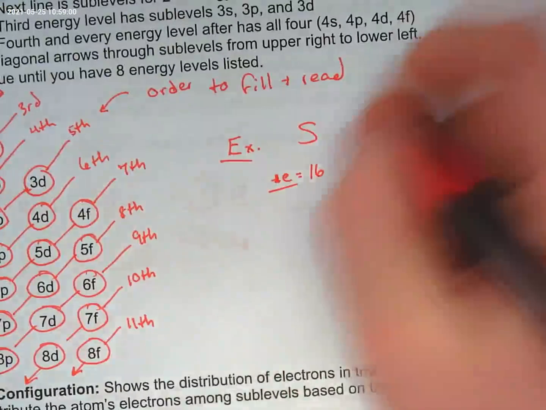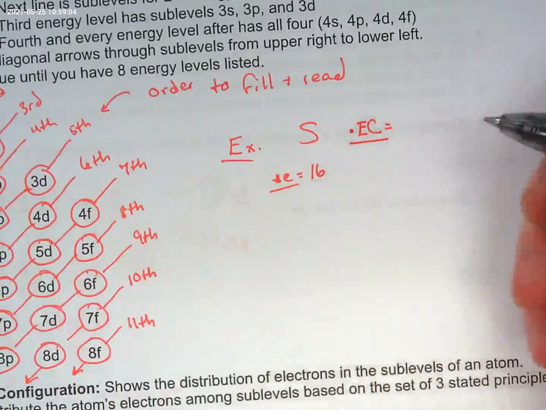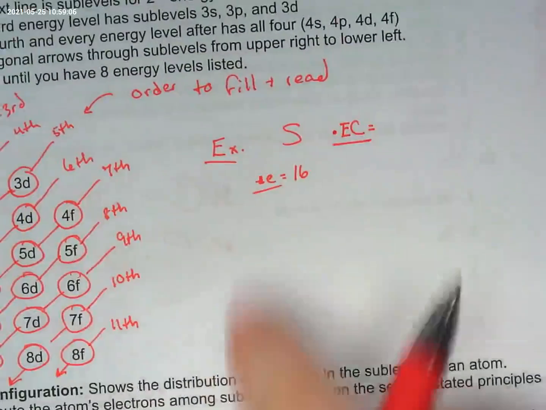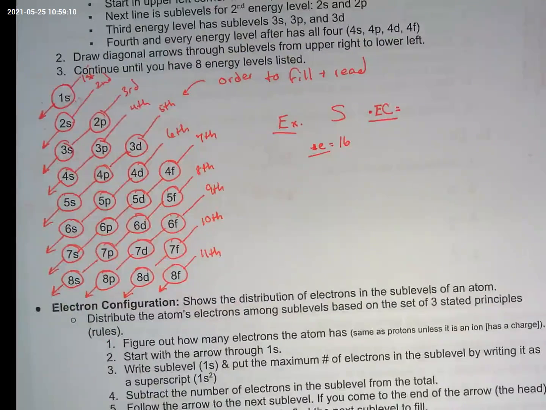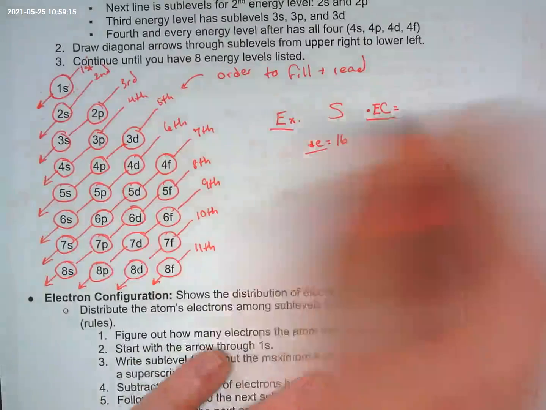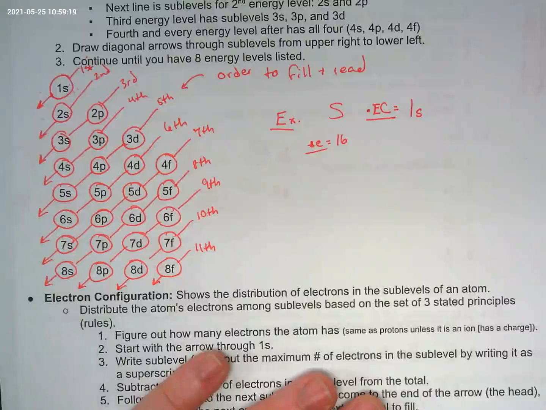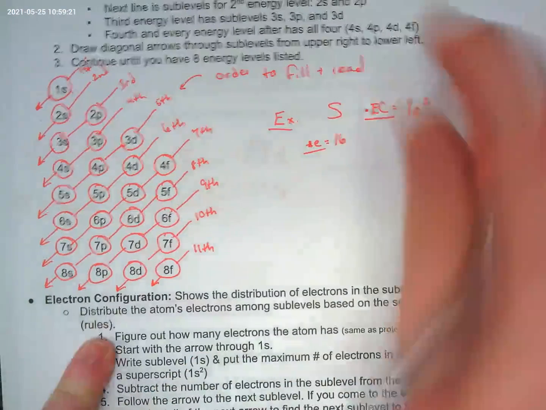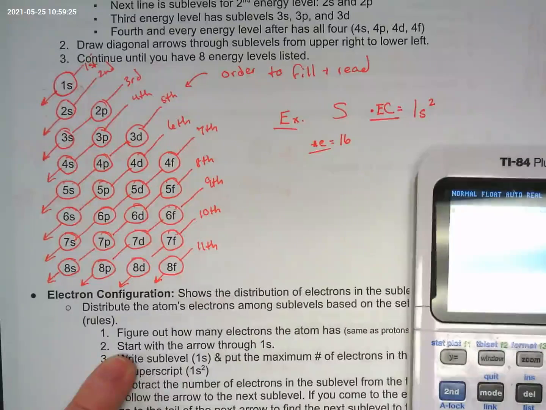We're then going to write EC for electron configuration, and there are 16 slots that can be filled in with electrons here. We're going to start with 1s, and we put 1s2 because there's more than 2. There's 16 slots, and we're going to keep track here.